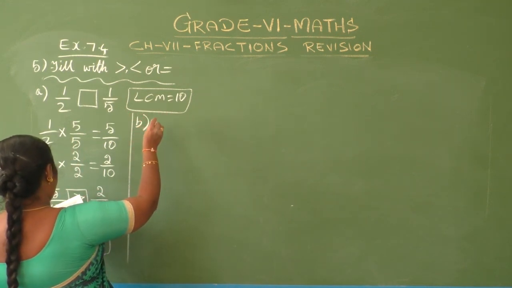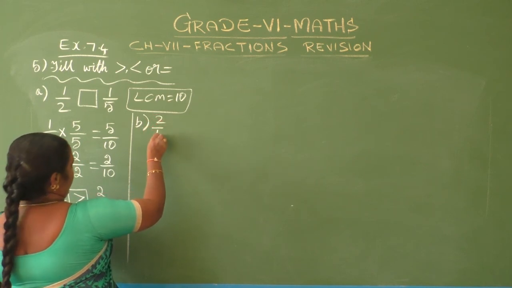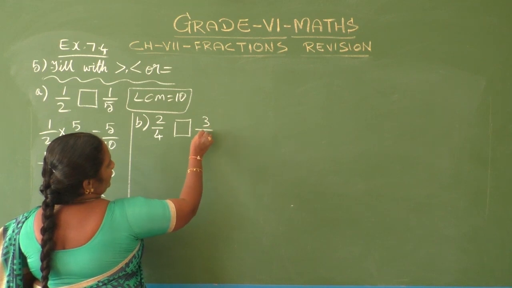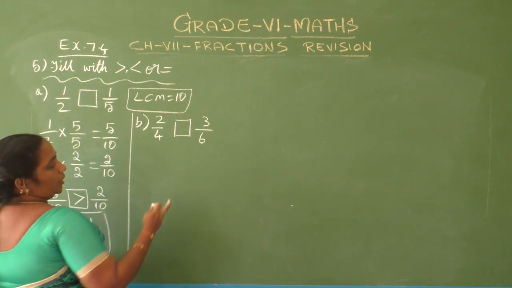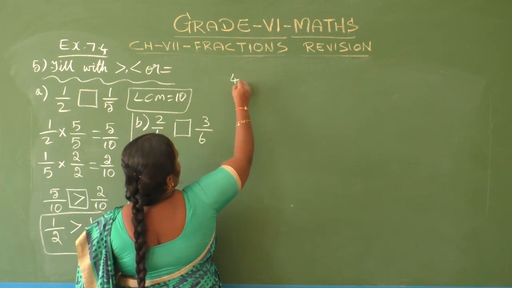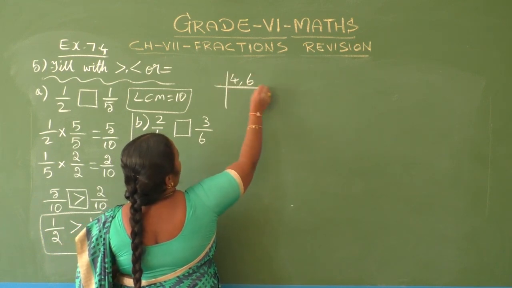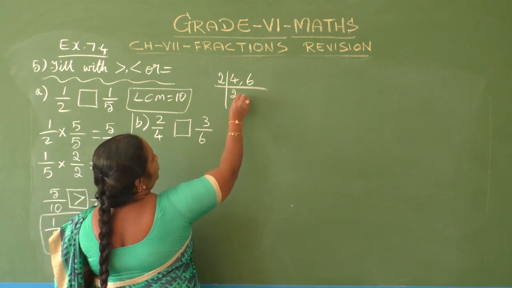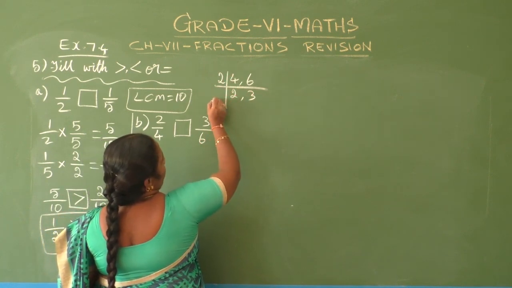In B sum they gave 2 by 4. This side they gave 3 by 6. See here, both are not prime numbers, they are even numbers. So I am going to take the LCM of 4 and 6. But you have to use prime numbers only for LCM. 2 2s are 4, 3 2s are 6.